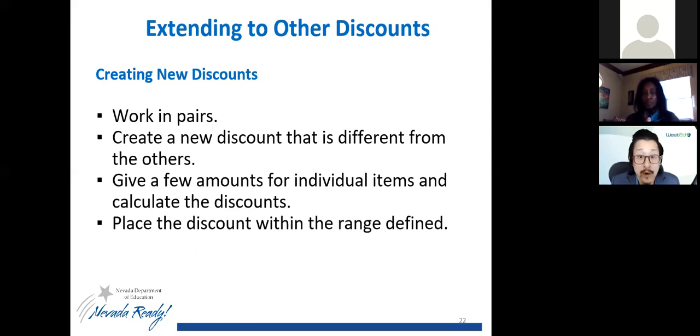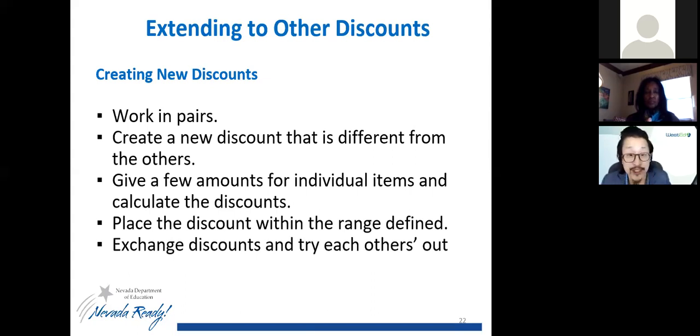We would then ask them, okay, now that you have some numbers to run with, how does this discount compare with the other 4? And finally, we would have pairs exchange discounts to try them out and to figure out, okay, do we agree about where this discount would fit across the spectrum of 4 that have already been established? And so this task illustrates how to support English learners in generating new discounts, generating new scenarios that they're then explicitly connecting to the 4 that they have studied very closely and very well.